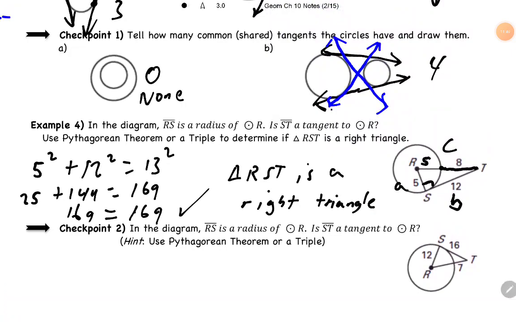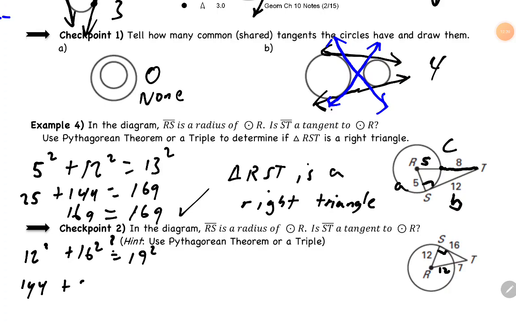Okay, let's do that again. In the diagram, RS, the radius, is 12. Is ST a tangent to R? So this is 12 plus 7. And they want to know if ST is a tangent, so my right angle would be here if this is true. Okay. So a squared, let's say 12 squared plus 16 squared, is that equal to 12 plus 7, which is 19 squared? Put a question mark.